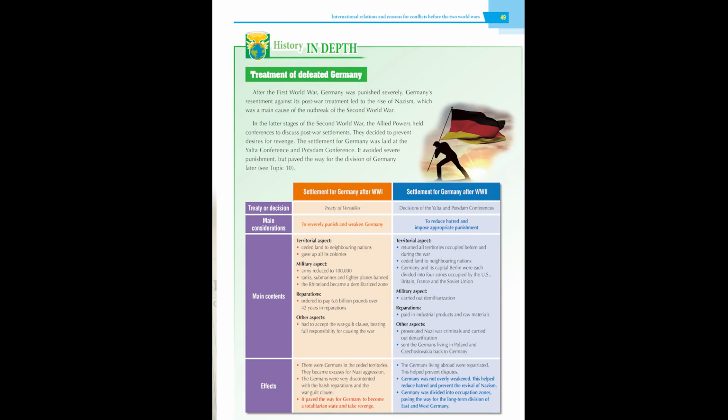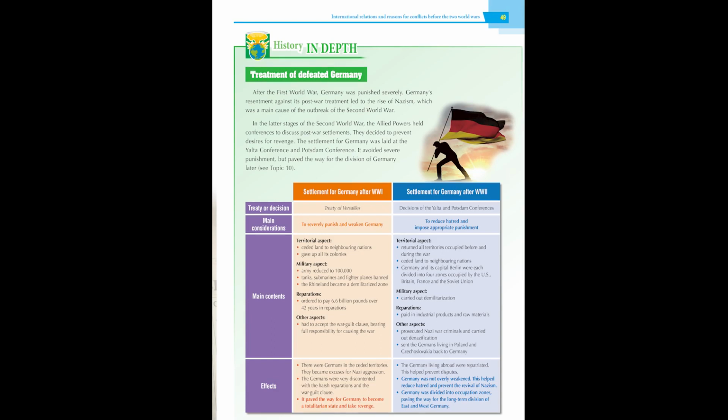History in depth. Treatment of defeated Germany. After the First World War, Germany was punished severely. Germany's resentment against its post-war treatment led to the rise of Nazism, which was the main cause of the outbreak of the Second World War.